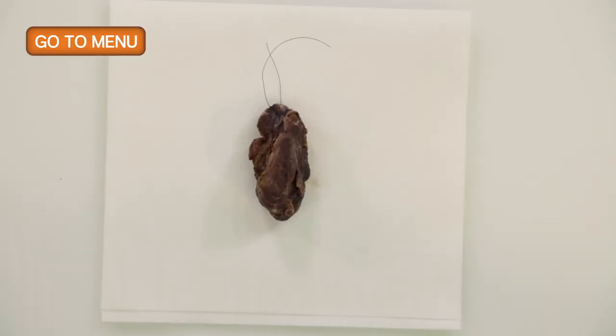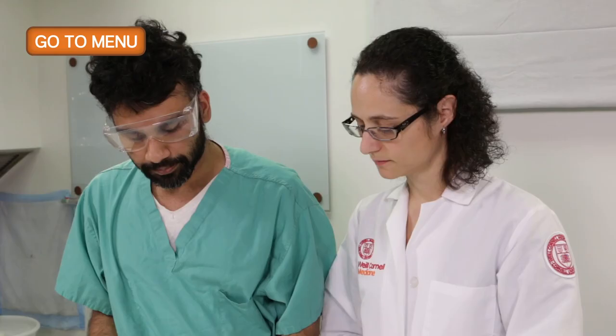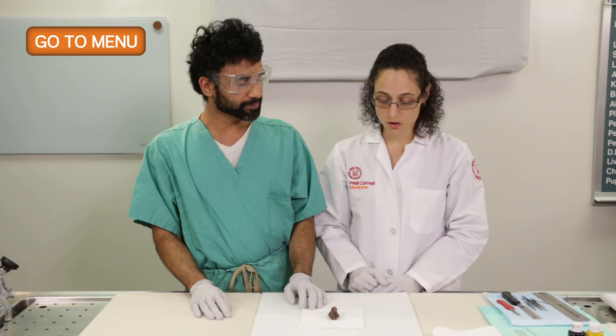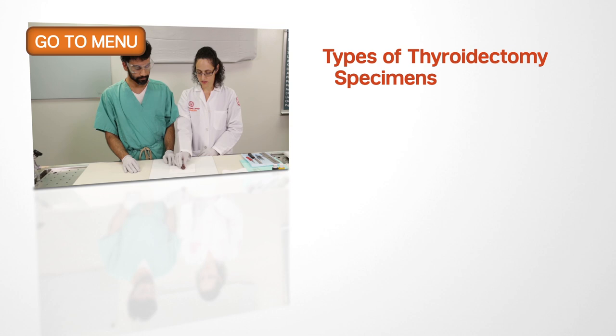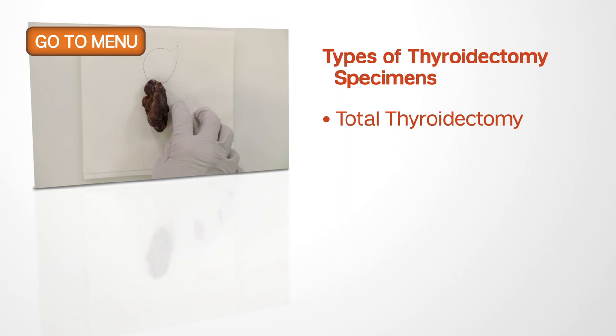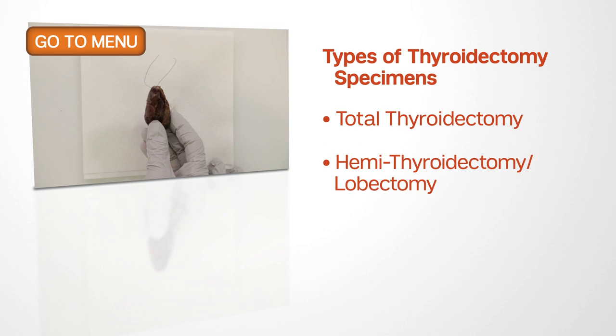So what are the typical types of specimens that we would normally get for our service? Okay, so there are essentially two types of thyroidectomy specimens. There's a total thyroidectomy, where you have both lobes, a right and a left, including an isthmus. And then there's a hemithyroidectomy or a lobectomy, which is the type of specimen that we have here, where you have a lobe and a portion of the isthmus.